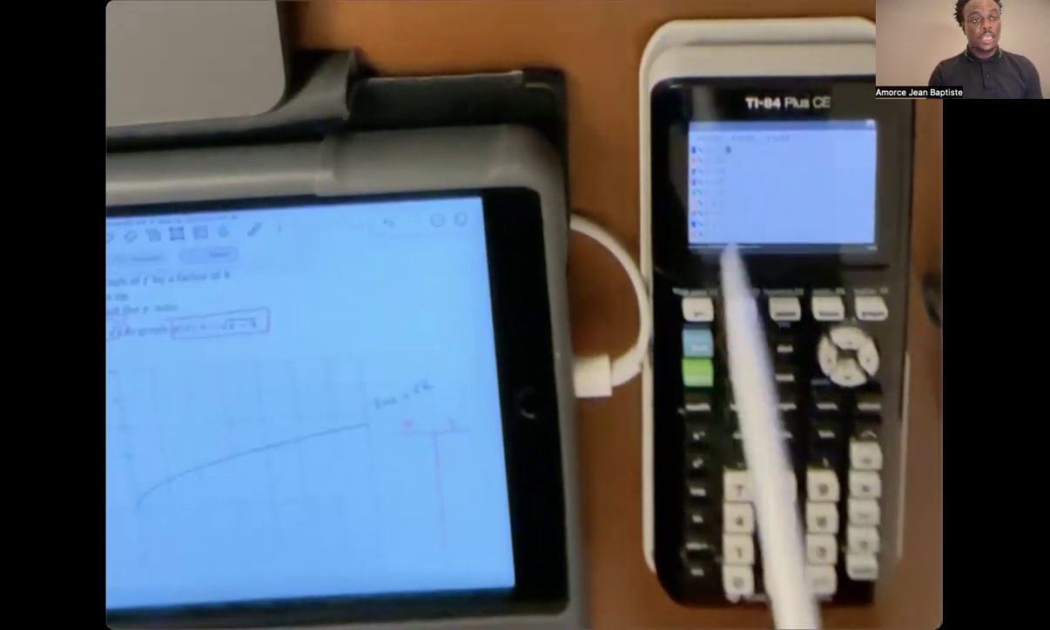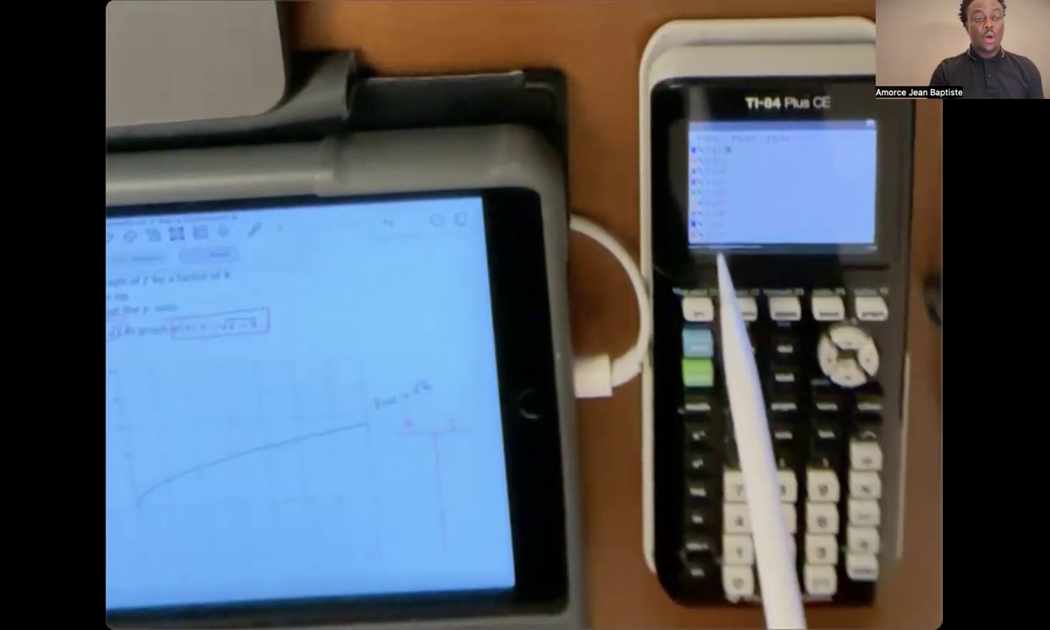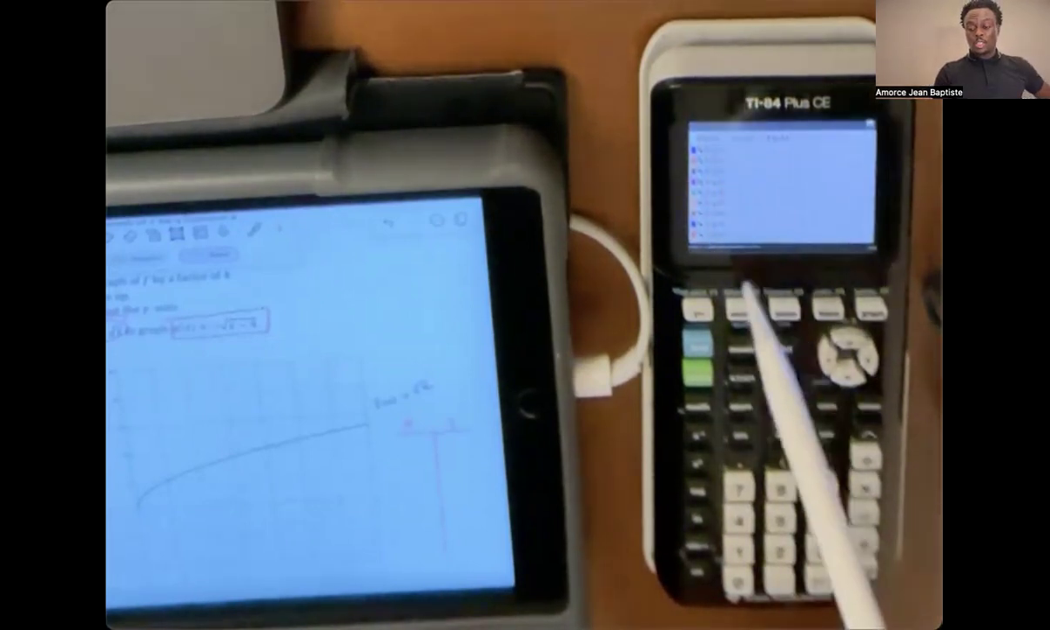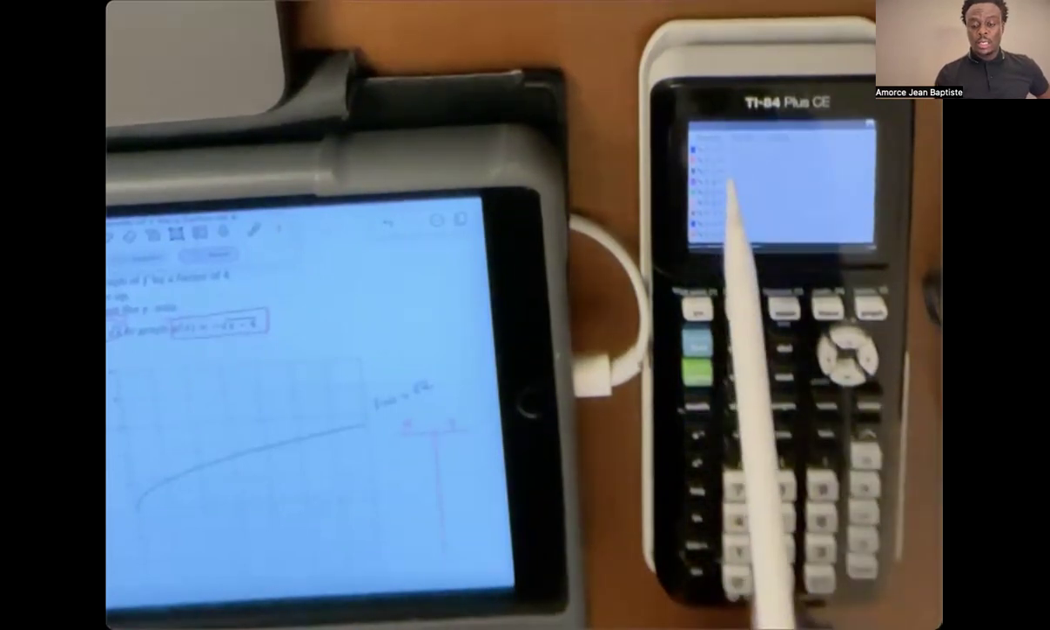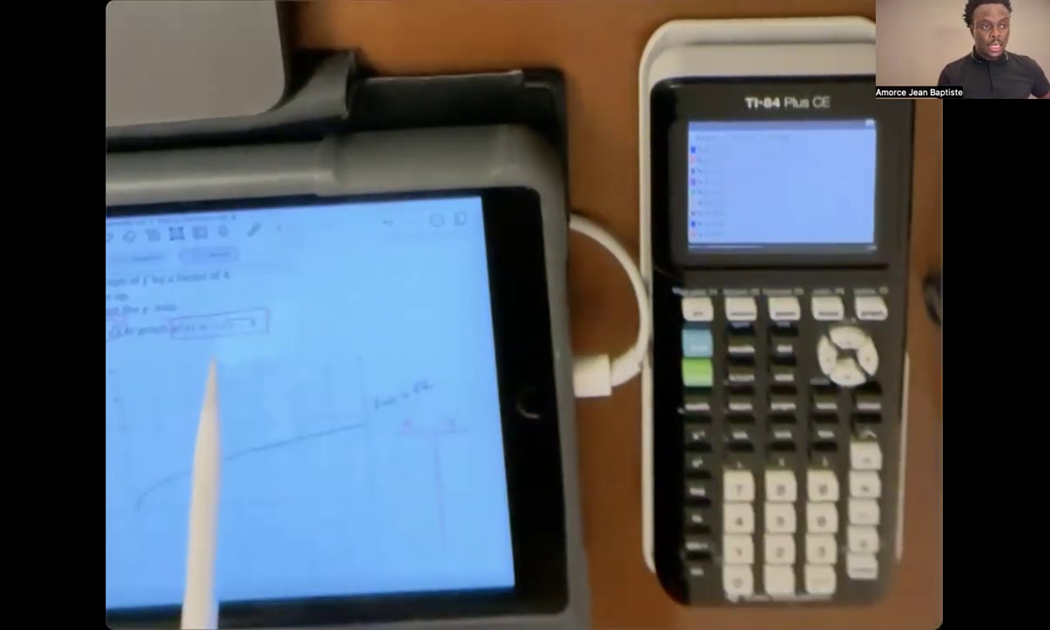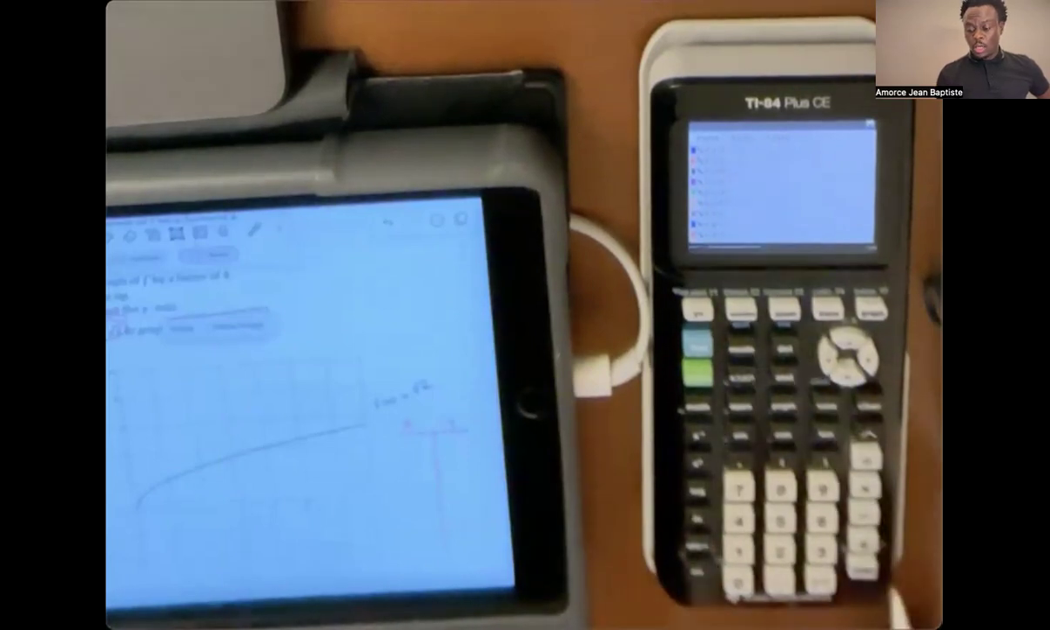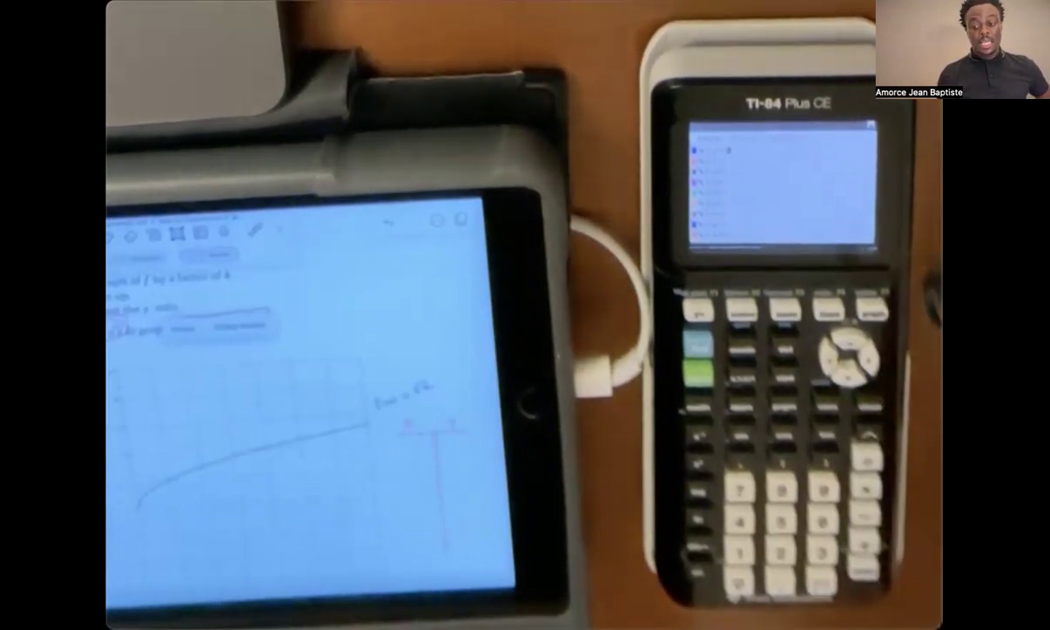If you type a function in each of the Y1 through Y9, you're going to be able to see the graph or the table, depending on what option you ask for. But let me go ahead and type my function. My function starts with a negative sign, so we don't want to use the minus sign. You use the negative sign at the bottom in parentheses whenever you start with a negative sign. That's a negative sign, that's a minus sign.